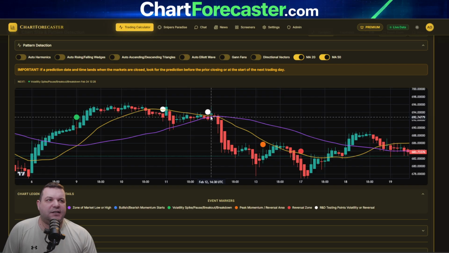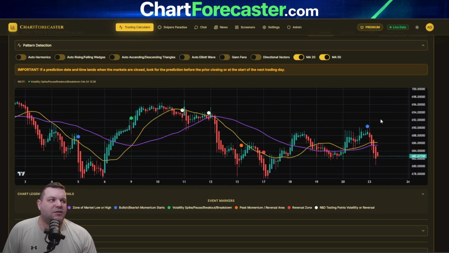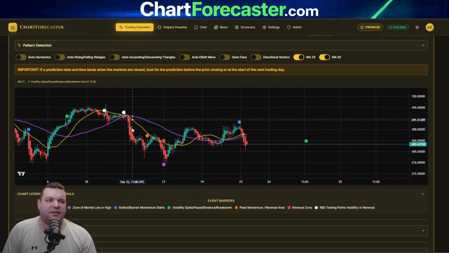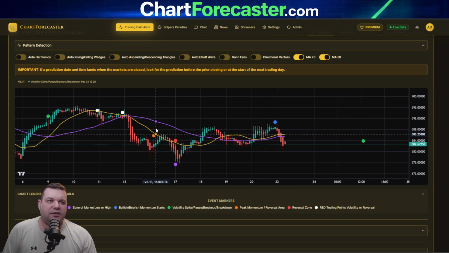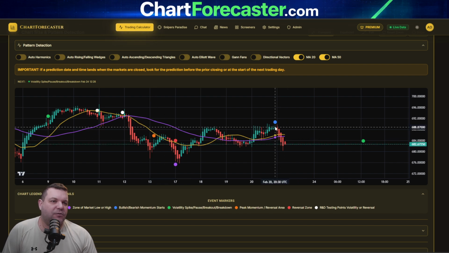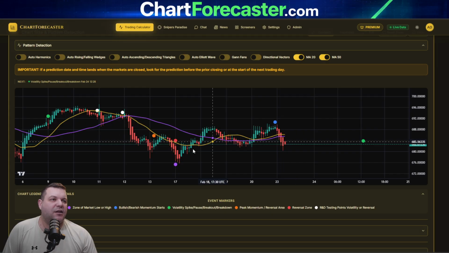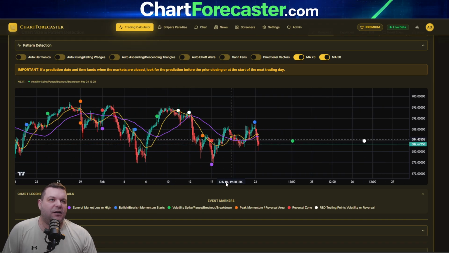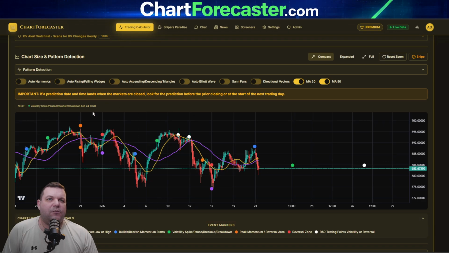And we've got some R&D data testing points. So some of these white circles may or may not be events. They're just research and development testing points at this time. We're constantly trying to tweak algorithms and stuff like that. But here is another example of peak momentum reversal area. Bullish or bearish momentum starts. Here it called the bottom almost perfectly. So this is a great thing to have: advanced notice when the markets are going to move.